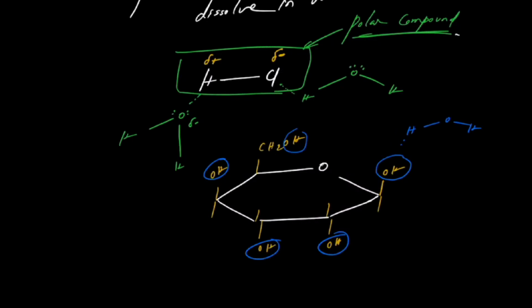So this hydrogen is attracted towards water because water has lone pairs, and this hydrogen is attracted to this lone pair. So basically you have hydrogen, OH groups attached to a molecule, hydrogen bonds, and whichever forms a significant number of hydrogen bonds, it will dissolve in water.